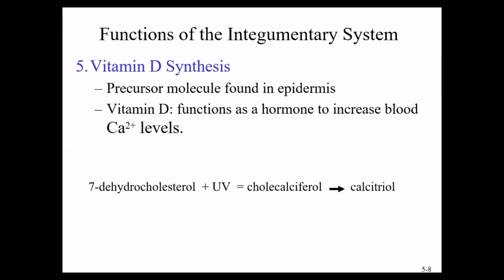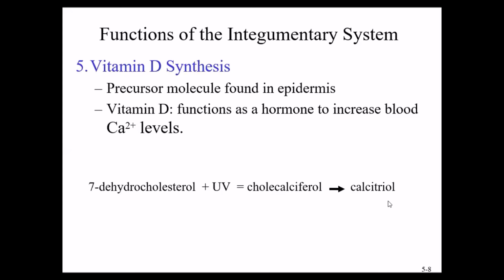Then number 5, your skin helps in the production of vitamin D. You have some starting molecules, or precursor molecules, some of the building blocks of vitamin D, located in the epidermis. This molecule here, called 7-dehydrocholesterol, when presented with UV light, UV radiation, is transformed into a different type of molecule, which eventually gets transformed into something called calcitriol, which is technically the word for vitamin D.